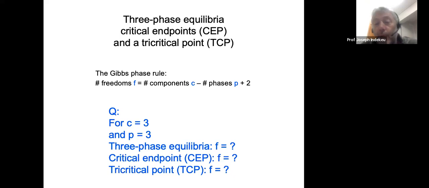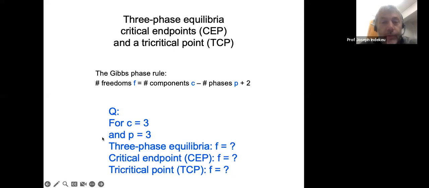And so we will be able to choose 2 active variables, or 2 variables of particular concern, in the space of which we can draw a certain area which would represent those 3-phase coexistence states.